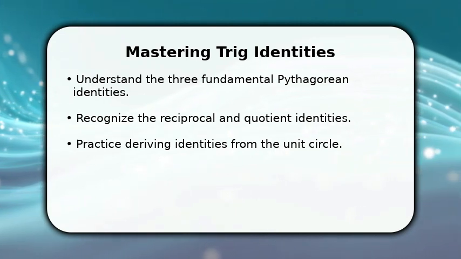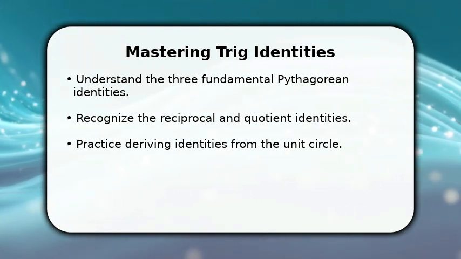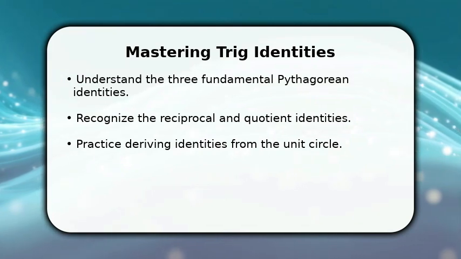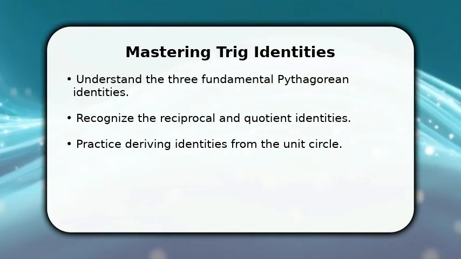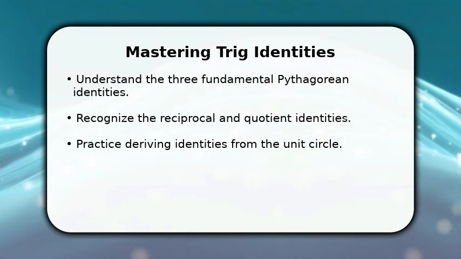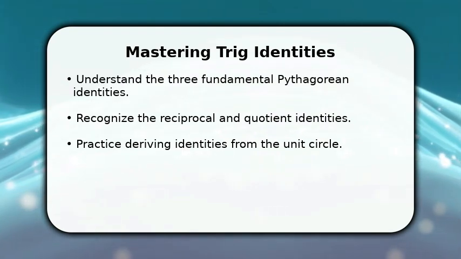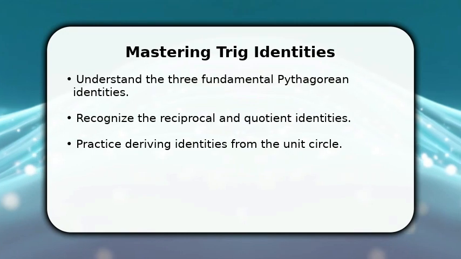Next, grasp the reciprocal identities, like sine equals 1 over cosecant, and the quotient identities, such as tangent equals sine over cosine. Understanding their derivations from the unit circle is crucial for a solid foundation.